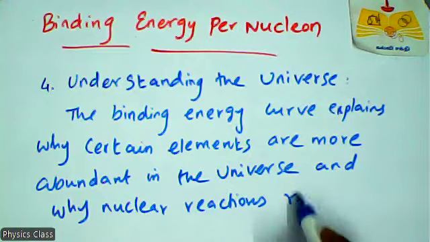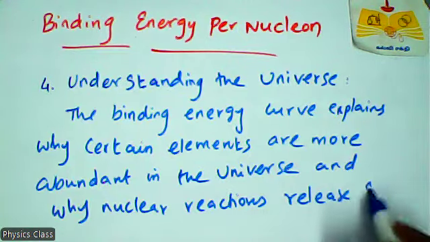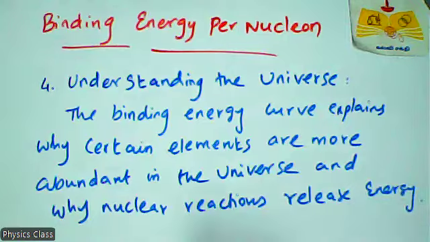Reactions release energy. Understanding the concept of binding energy per nucleon has many profound implications. In understanding the universe, the binding energy curve explains why certain elements are more abundant in the universe and why nuclear reactions release energy, because all of this belongs to the concept of binding energy per nucleon.